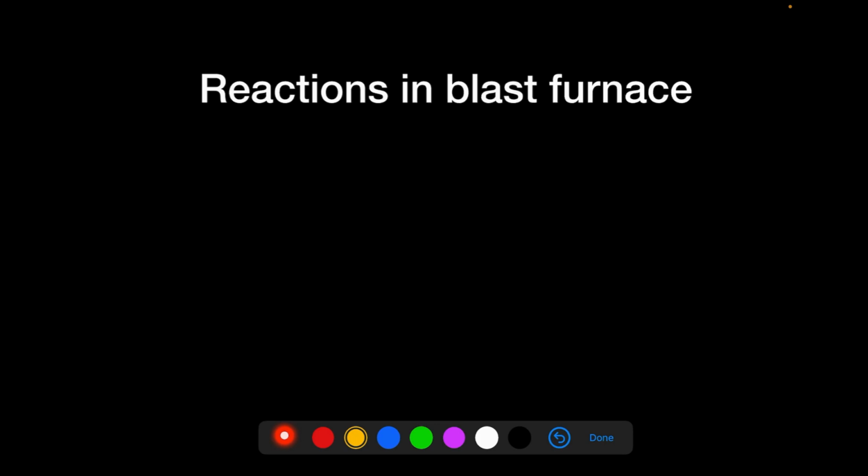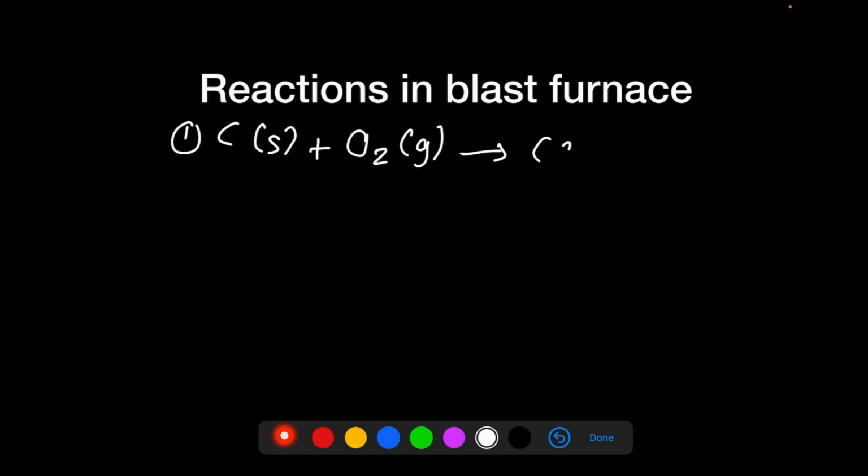Now we look at the reactions in the blast furnace. Firstly, coke burns to give off carbon dioxide and heat. The blast of hot air makes the coke burn, and it is a highly exothermic redox reaction. So the first reaction goes: C solid, which is coke, plus O2 gas gives us CO2 gas.